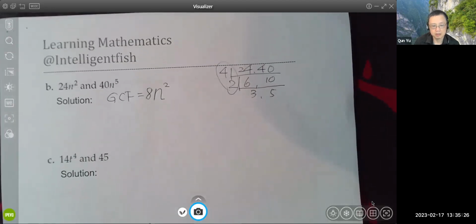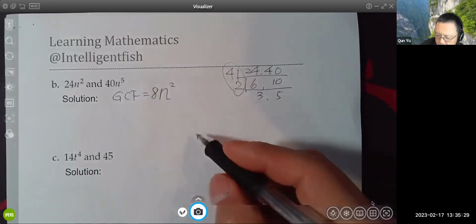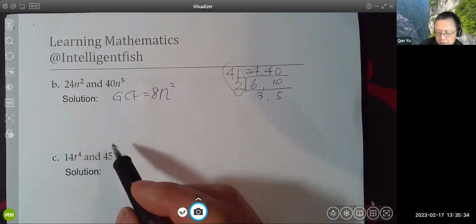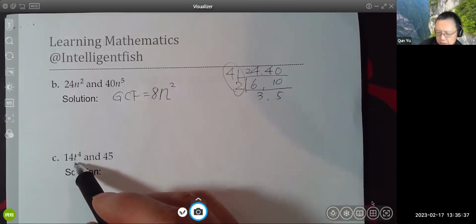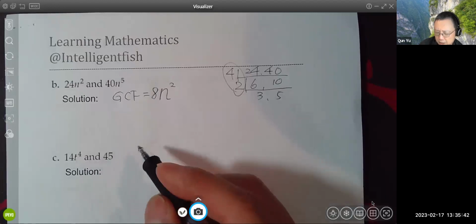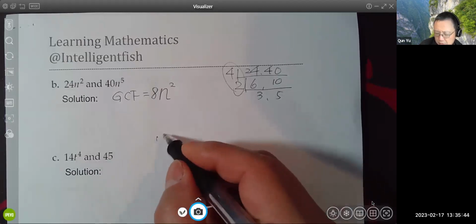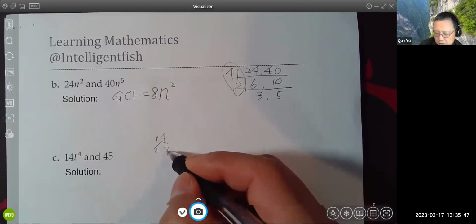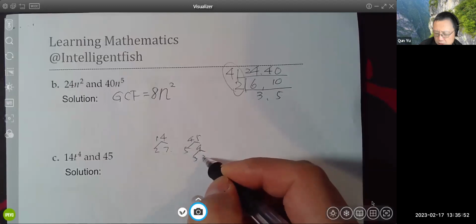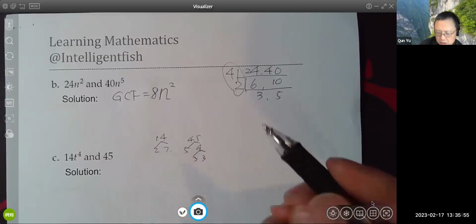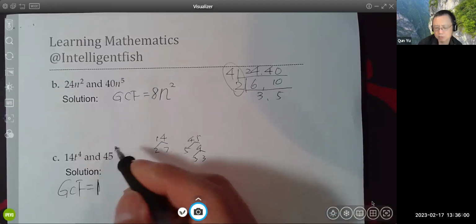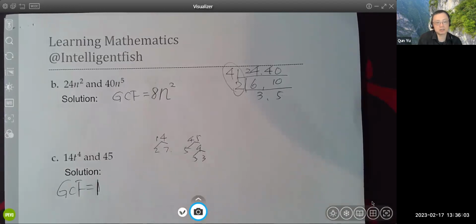Now next one. And this one is interesting. 14. Apparently, we don't have a common factor in terms of letter because this one doesn't have any variable. So between 14 and 45, there's no common factor. If you want to factor it, this is 2 and 7. 45 is 5 and 9. 9 is 2 3s. So nothing is common here. So there's no common factor. The solution is 1. Only 1 can divide into both. And 1 is always a common factor.